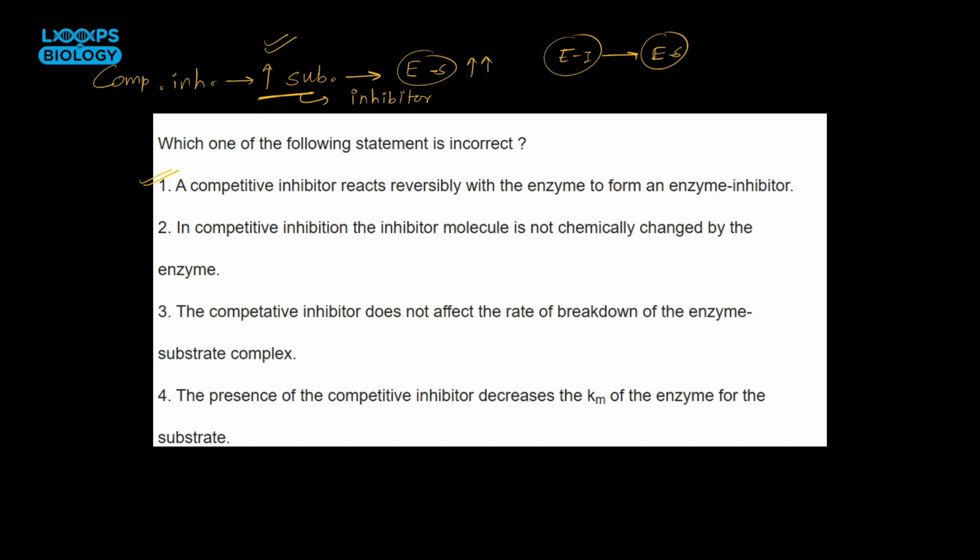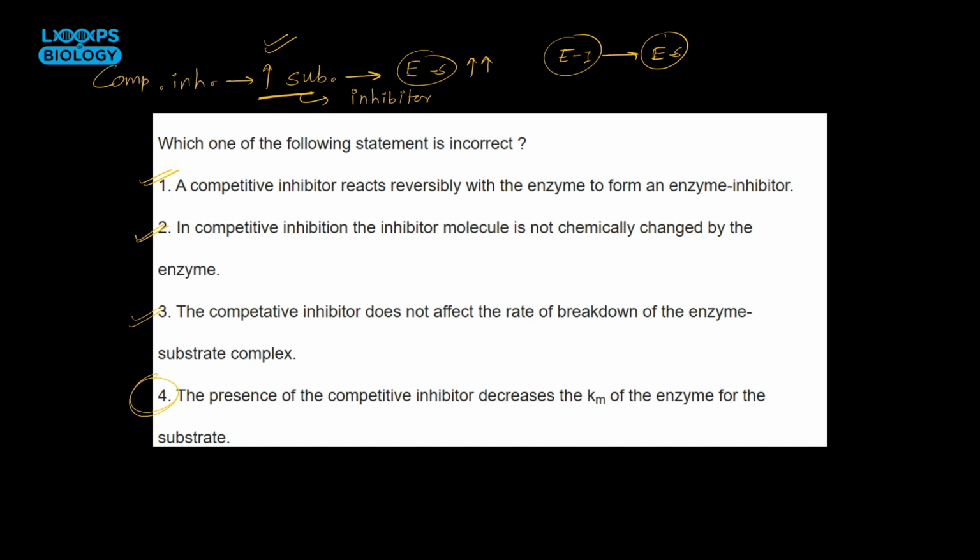The statement 2, in competitive inhibition, the inhibitor molecule is not chemically changed by enzyme. Obviously not, because the enzyme is not changing any molecule. Here just an inhibitor is bound to an enzyme. Alright, that's it. The correct thing is there. The competitive inhibitor does not affect the rate of breakdown of enzyme substrate complex. No, they are not affecting. They are just binding to the enzymes so that the enzyme activity will be stopped. But as soon as the enzyme substrate complex is formed, the rate of enzyme will be again the same. So it is not affecting the breakdown of enzyme substrate complex rate.